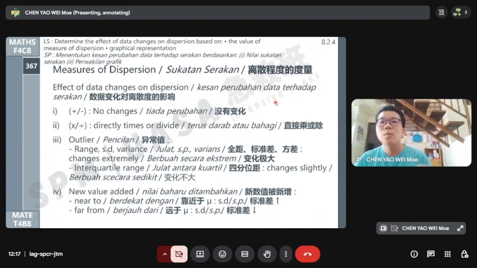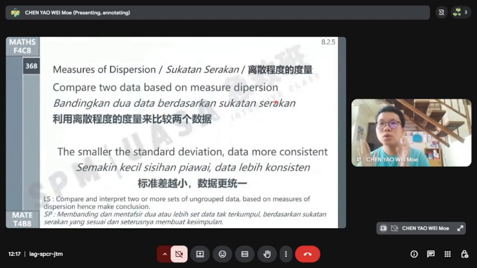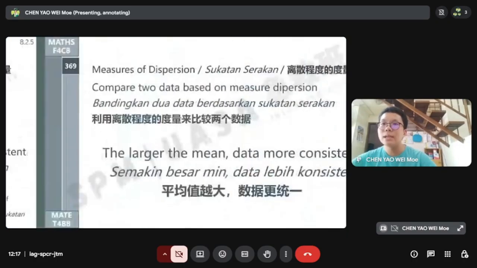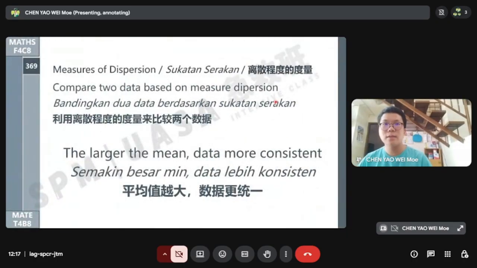Today, what do we use standard deviation for? To compare the data, the consistency of data. The smaller the standard deviation, the more consistent the data. If the mean is larger, the data is more consistent.